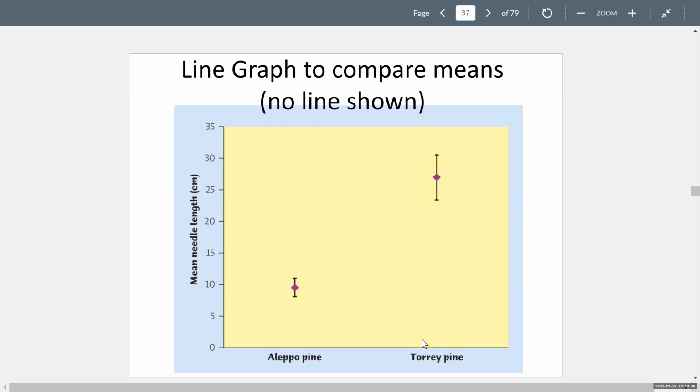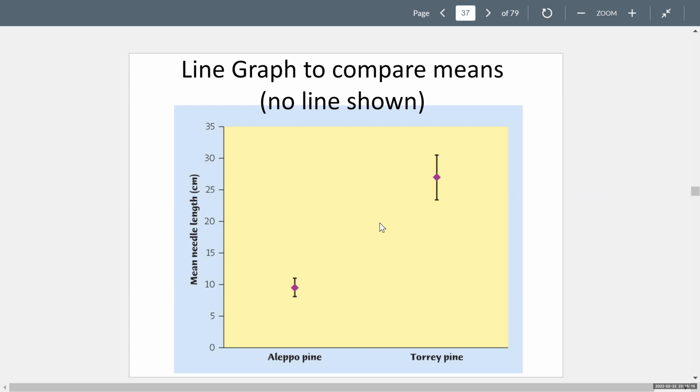Torrey pines have really nice long needles. They are endemic, that is, they only occur in a small geographic area, to Torrey Pine State Park or State Reserve, which is just up the road from us, and also out on one of the Channel Islands. All right, so our very own Torrey pines showed up in our textbook, which is pretty exciting. Okay, so we've got the mean on here. The mean is about 10 centimeters for Aleppo pine. It's about 27 centimeters for Torrey pine.